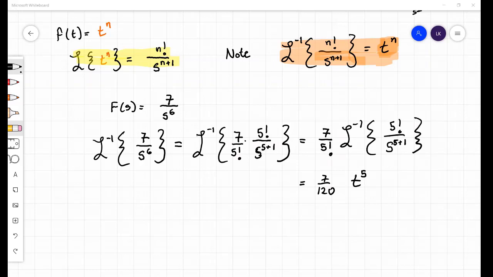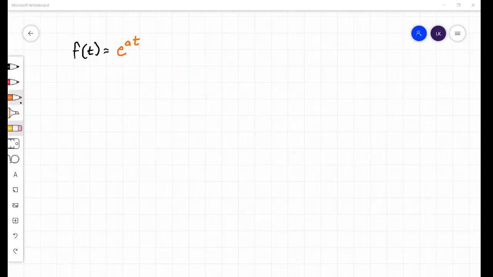So the key is to use algebraic tricks to reshape your function of s to look like a function of s that, say, you can find on the Laplace transform table. Next, we find the Laplace transform of the simple exponential function of t.